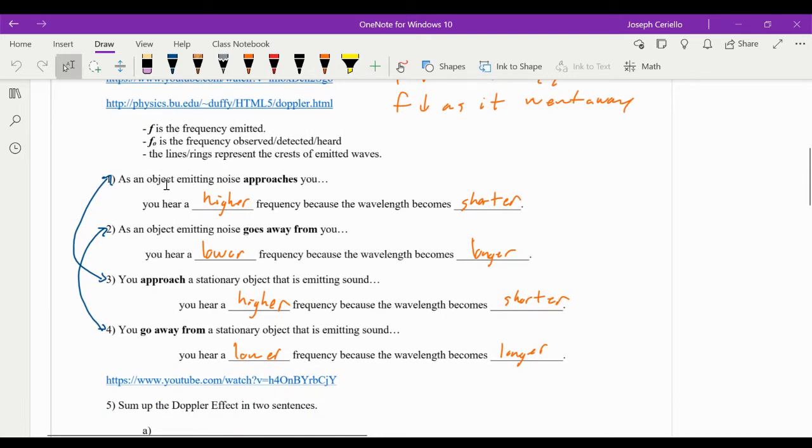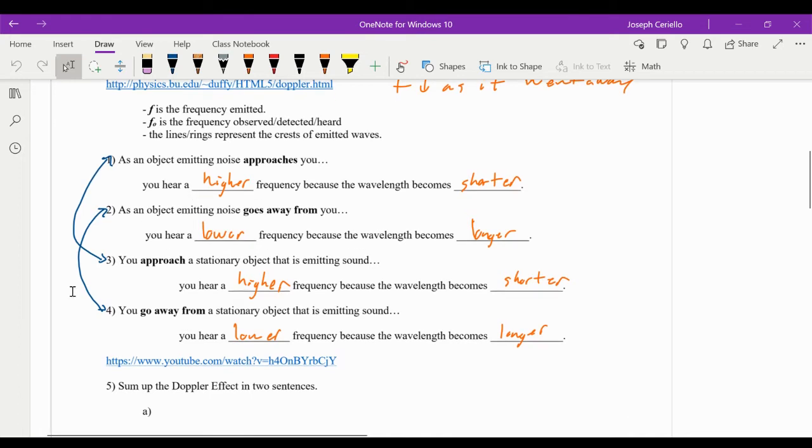So what you should have noticed in the simulation is that as an object emitting noise approaches you, you hear a higher frequency because the wavelengths get shorter. If you notice in the simulation, in the direction the object was moving, the wavelengths bunched together closer. When it was moving away from the observer, the frequency got lower because the waves spread out more. Make sure you recognize that in the direction the object is going, the waves bunch up, and in the direction it's not going, the waves spread out. That's why the frequency and the wavelength change.